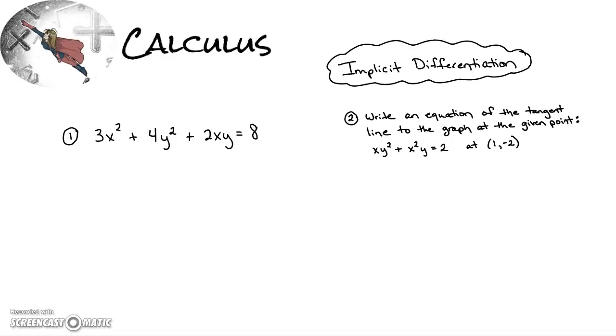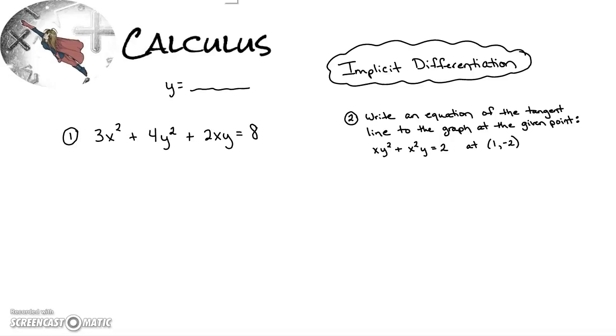So the whole reason we have implicit is for problems where the y is not alone. Like in this first example, here's a y, here's another y. It's just the y is all mixed in with the x's. It's not written out y equals something. If it was, then we wouldn't even have to use implicit. But we do have to use it for this first problem.